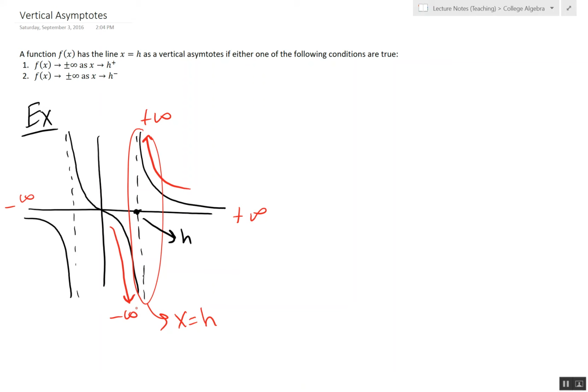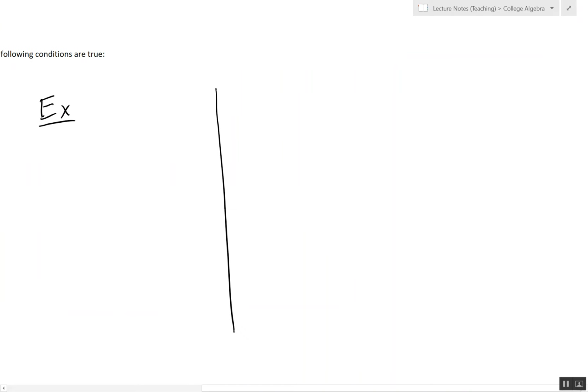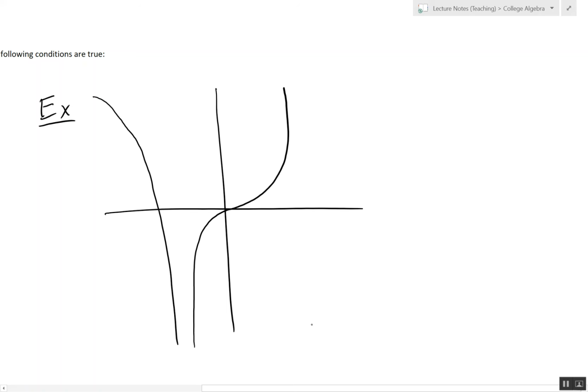So that's really all that means: we just have these places where things get really large or really small and don't stop. Now, you may be asking yourself, will they always go in opposite directions? And the answer is no. I can do an example like this. This will be a very similar example. So this has a vertical asymptote right here, and we have a vertical asymptote here.